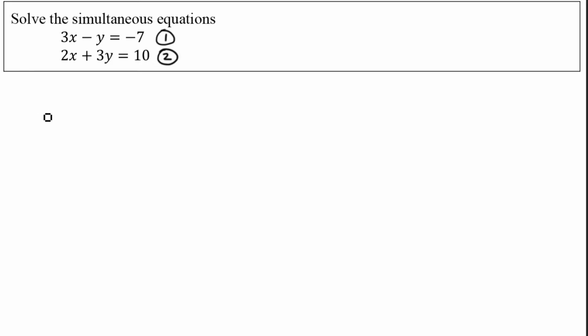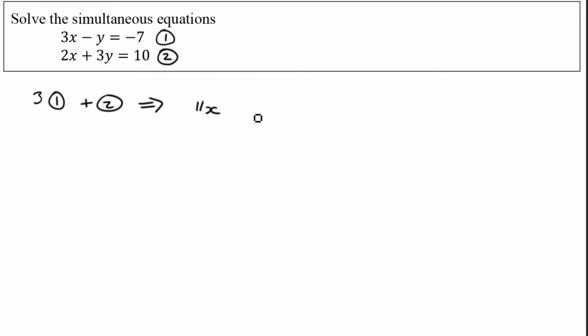Alternatively, we could do this by elimination, but this time just adding the two equations together is not going to eliminate anything. We would have to do something like this. Maybe we should take 3 lots of equation 1 and then add equation 2. Because 3 lots of equation 1 would give us 9 x's from the first equation and 2 x's from the second one, therefore we'd have 11 x's.